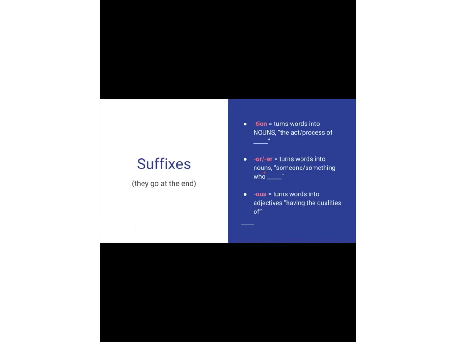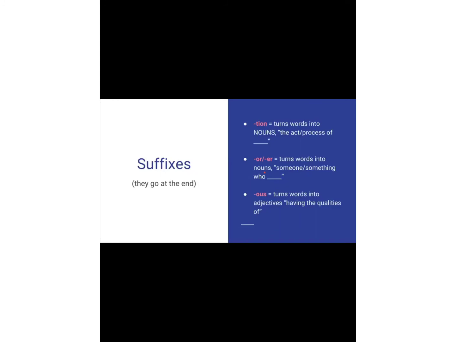Moving along, we have O-R and E-R. These are also nouns, and it means someone or something who does something. So let's keep going with act, actor. Actor is someone who acts. A computer is something that computes. A doctor is someone who helps heal. So, O-R and E-R usually mean someone or something that does something. Another example, a teacher teaches. A swimmer swims.